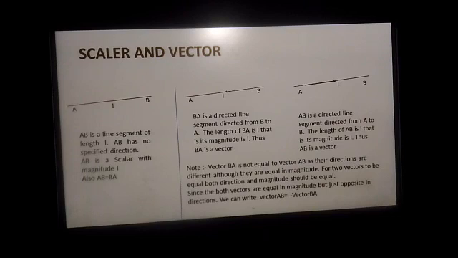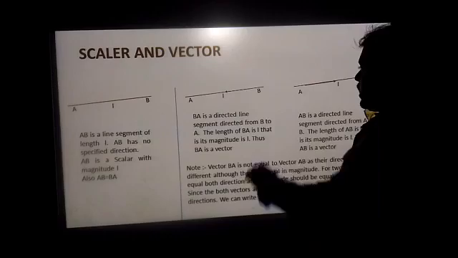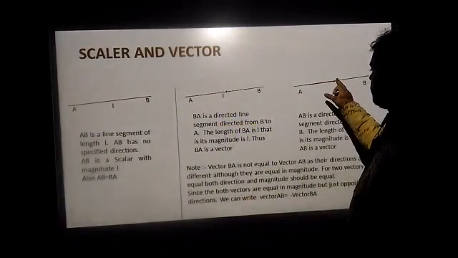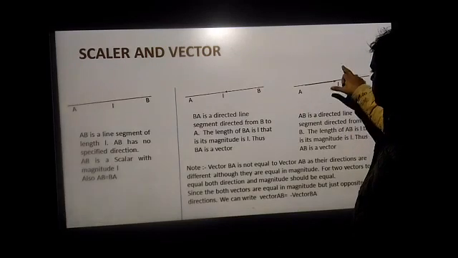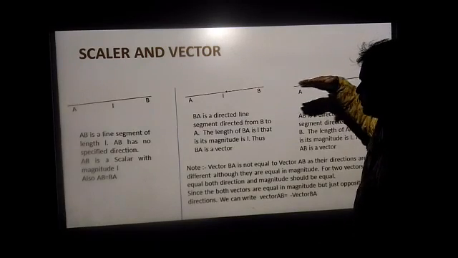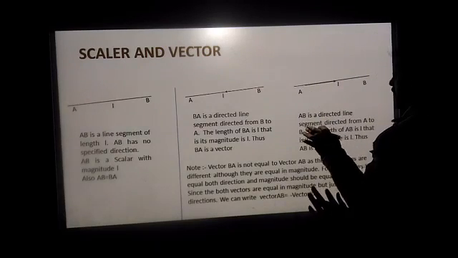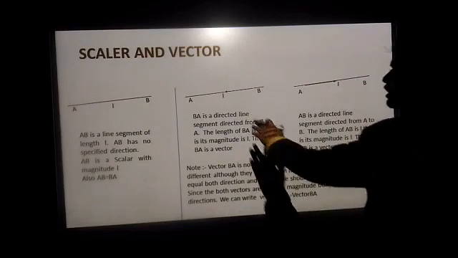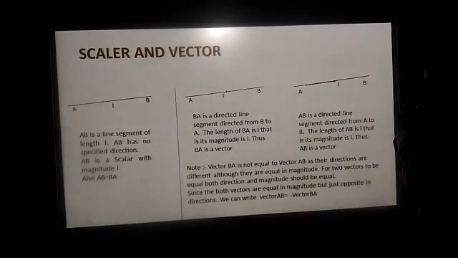For two vectors to be equal, if I have to make this vector quantity, this BA, equal to this BA, I have to place a direction arrow to this side. That means they are moving from where to where? Right to left. This position vector has to also be changed accordingly, or you can do vice versa. So for two vectors to be equal, both direction and magnitude should be equal.